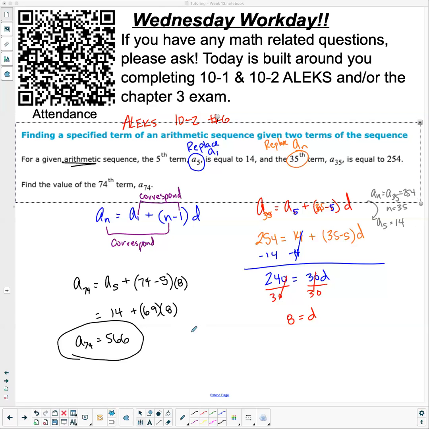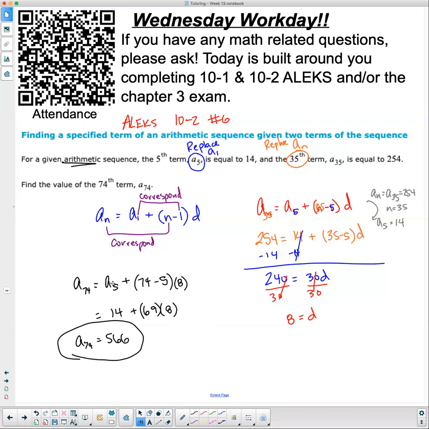So mathematically, you could have come back at the very end and used either one, the 5th term or the 35th term. Let me try this again. Right in here, this would have been the same thing as using A35 plus 74 minus 35 times 8. Either of these two would have given us the same answer. So that's how you do that problem there. All right, thank you.